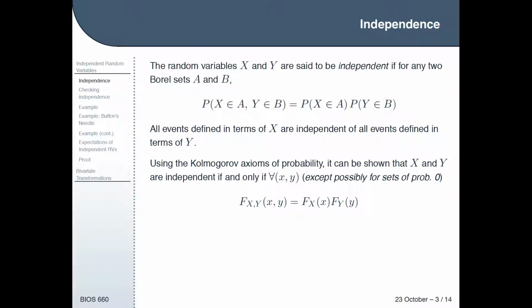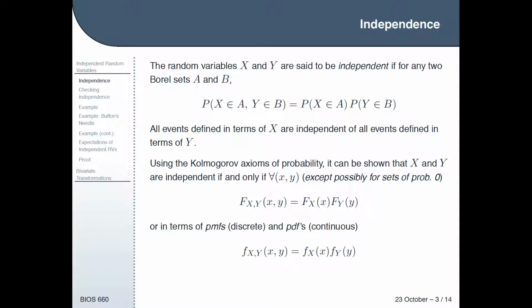And you can show fairly easily that if x and y are independent, then that's equivalent to saying that the joint CDF is just the product of the marginal CDFs, with the possible exception of a few sets of measure 0. The actual precise mathematical term for that is F of x and y equals F of x times F of y almost everywhere, or almost surely. If you hear that term, it means everywhere except possibly on a set with measure 0 or probability 0.